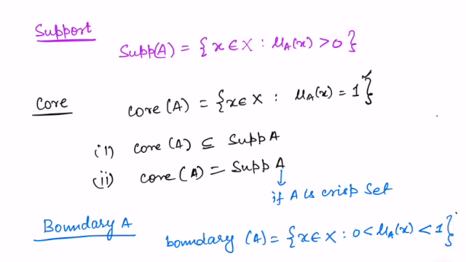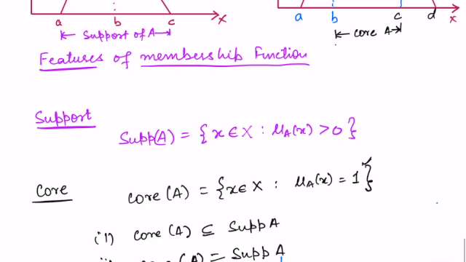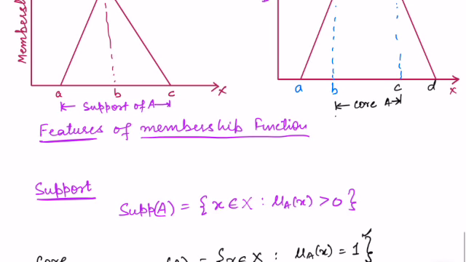Okay, so let us see what the boundary is in this case. We have seen, students, from here till here it is support, till D it is support, from B to C it is core. And what is the boundary? The region left here. So this is the boundary here. Here the membership grade is less than 1 and greater than 0.